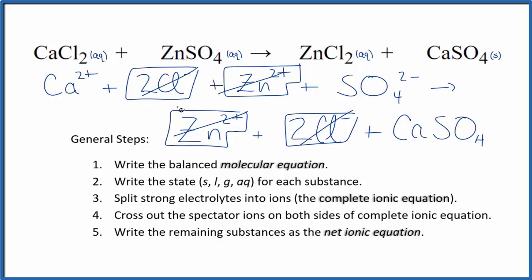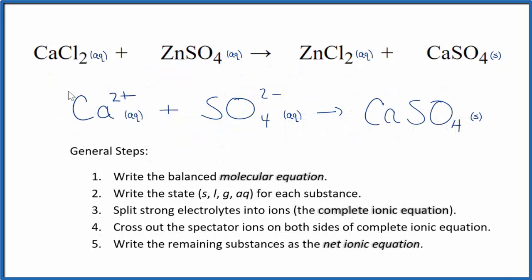I'll clean this up, write the states. We'll have our net ionic equation. So this is the balanced net ionic equation for calcium chloride plus zinc sulfate.